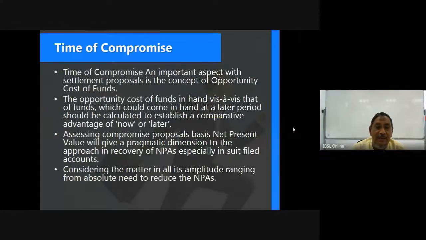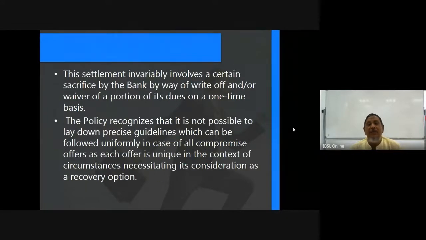So there won't be any precise guideline to say this is how we have to do the compromise settlement. Each and every bank has been given the option to look at it case by case and decide whether to offer compromise settlement. Right. I'll give a case to understand this compromise settlement.